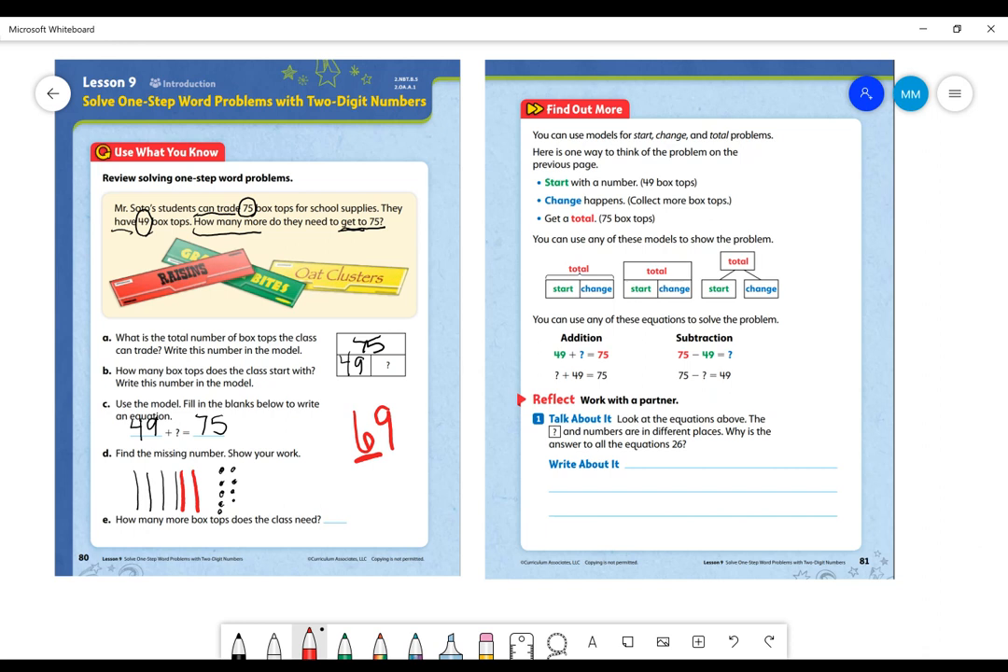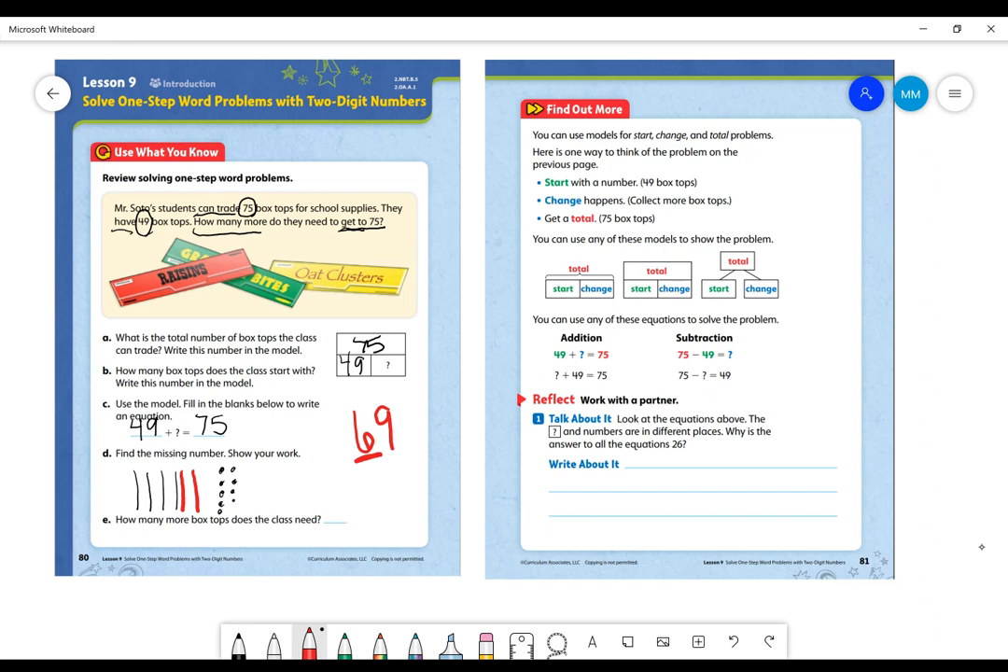So I think I can just add some ones now. I'm going to start at 69 and count up to 75. Here we go, 69, 70, 71, 72, 73, 74, 75. How many more ones would I need to make 75? I would need 6 ones.